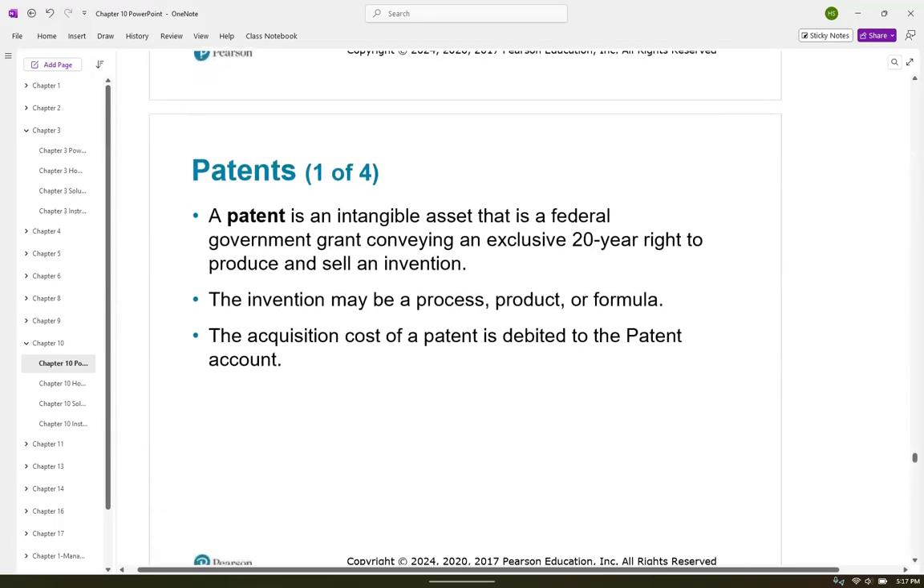So let's talk about patents. A patent is an intangible asset with a federal government grant conveying an exclusive 20-year right to produce and sell an invention. This may be a process, product, or formula. The acquisition cost would be debited to the patent account. Patent would be an intangible, a long-term asset underneath intangibles.